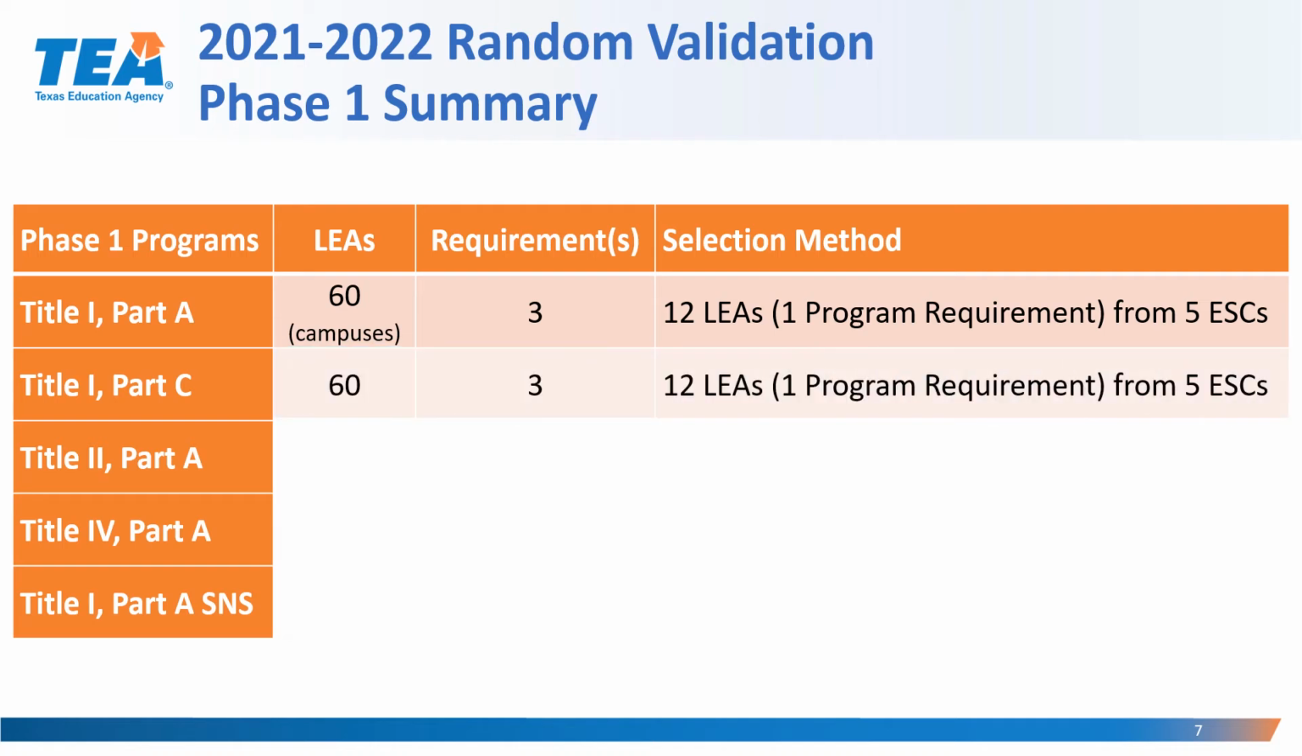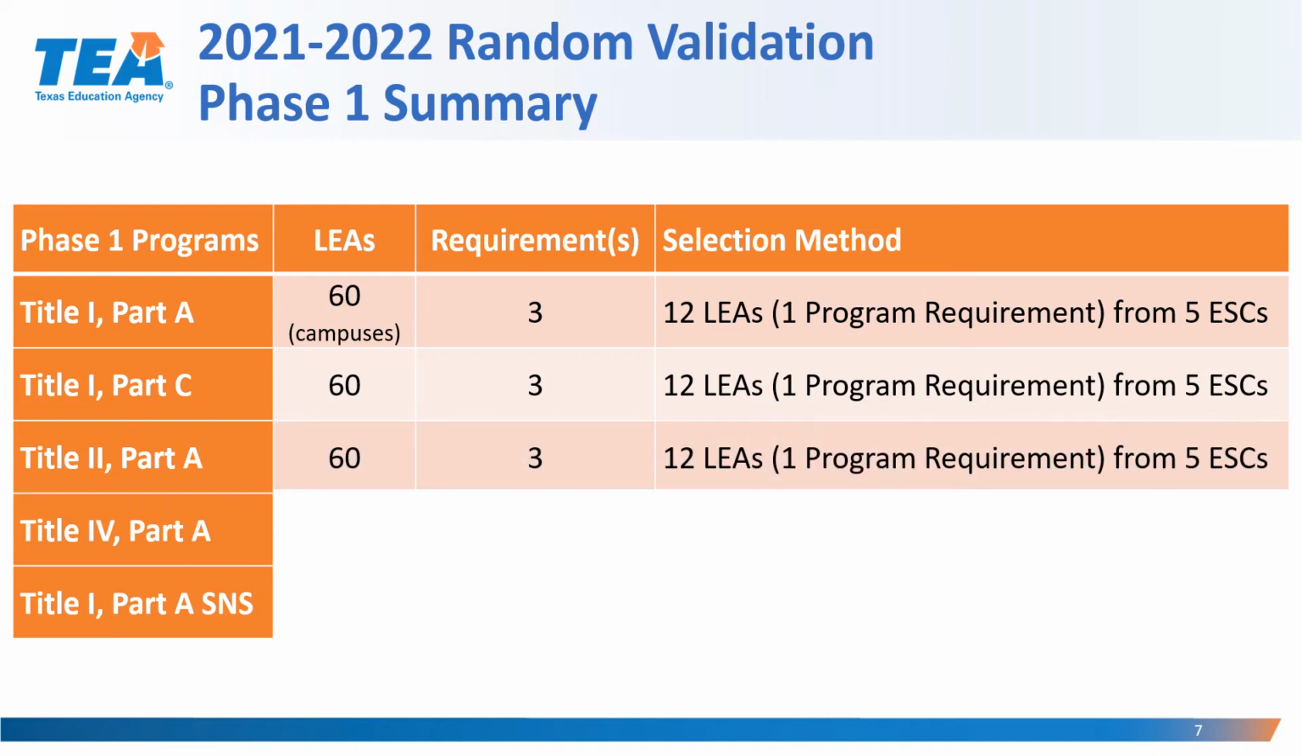For Title I Part C, 60 LEAs will be selected. There will be 3 requirements. 12 LEAs will be selected from 5 particular ESCs to submit documentation for 1 program requirement. Title II Part A, 60 LEAs will be selected for 3 program requirements. 12 LEAs from 5 ESCs will be selected to submit documentation for 1 program requirement.